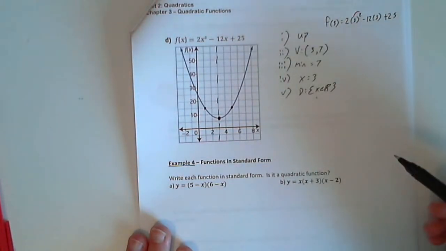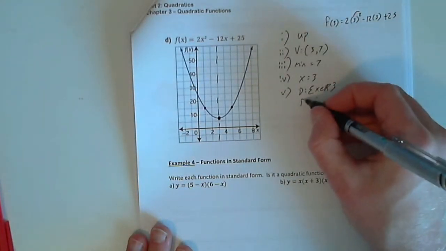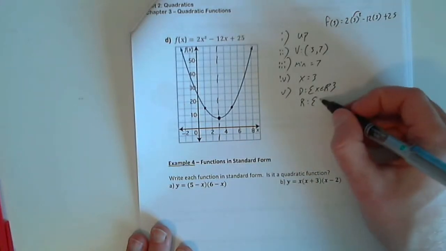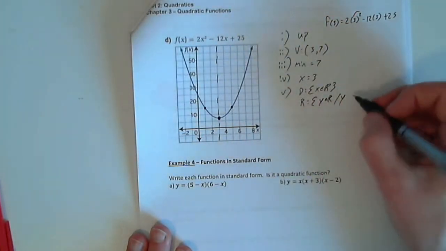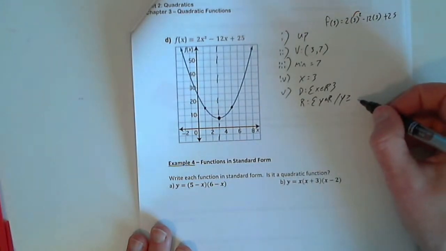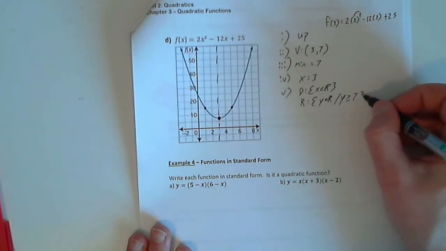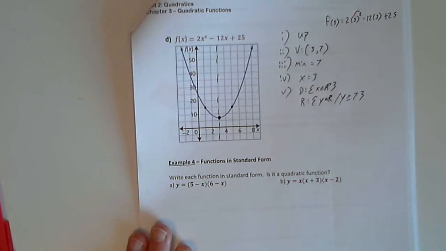We don't actually usually go through this much practice, so you should be very good at it by the end of this lesson. As long as y is bigger than or equal to 7. It's always bigger than or equal to 7. Good.